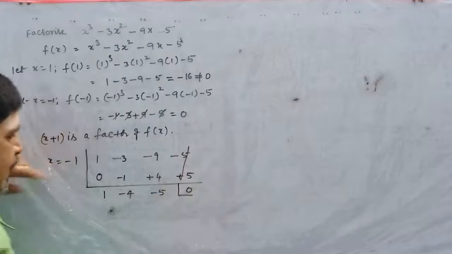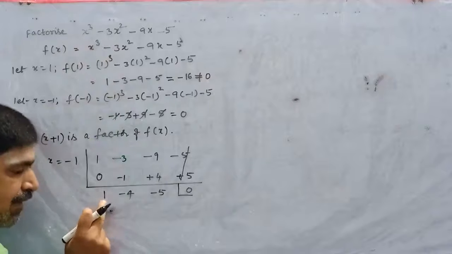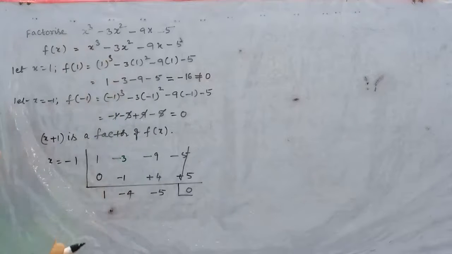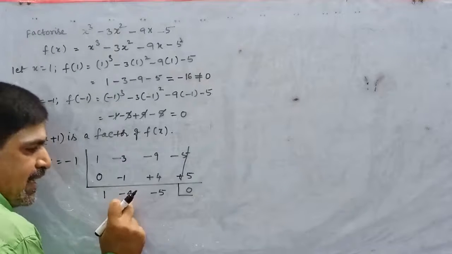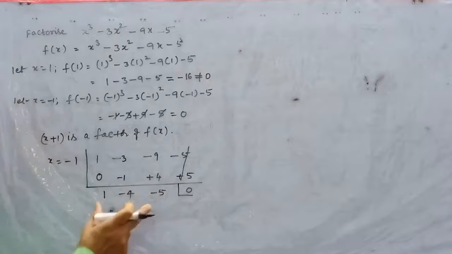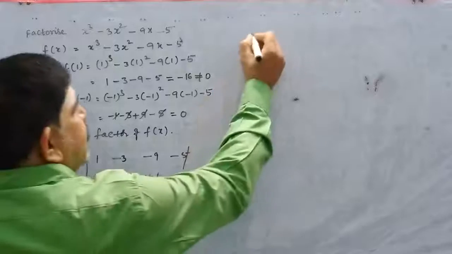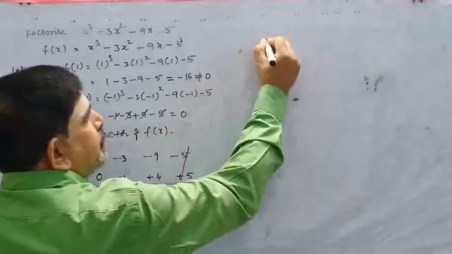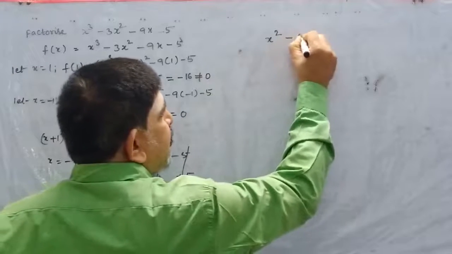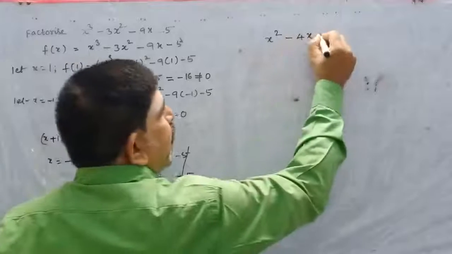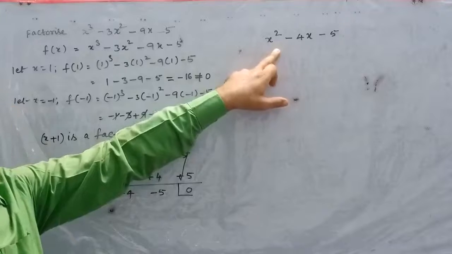Here the remainder is 0. Now here 1 is the coefficient of x cube. Here 1 is the coefficient of x square. And minus 4 is the coefficient of x. And minus 5 is the constant. So by using these 3, we can write a quadratic polynomial. That is 1 into x square, minus 4x, constant minus 5. Now find the factors of this quadratic polynomial.